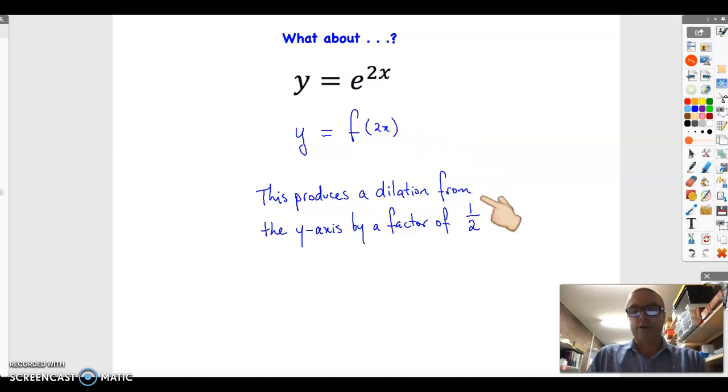This is also a dilation, but in this case the dilation is from the y-axis. So it stretches away or towards the y-axis instead of away or towards the x-axis. In this case the factor of the dilation is going to be a half, or 1 over 2.